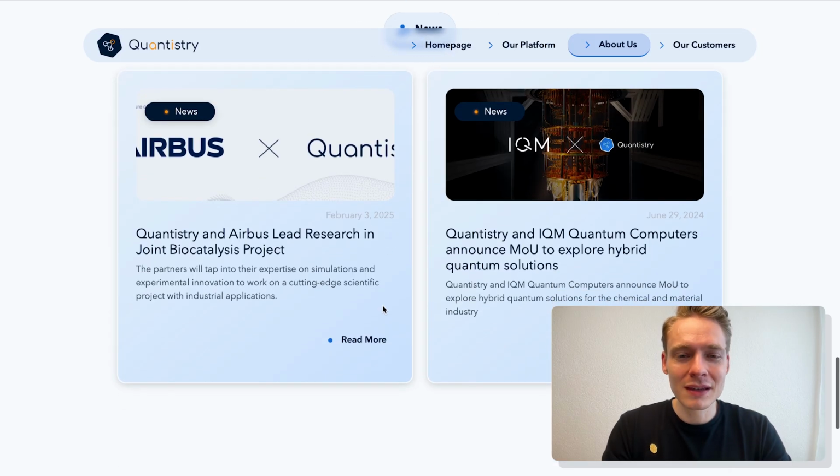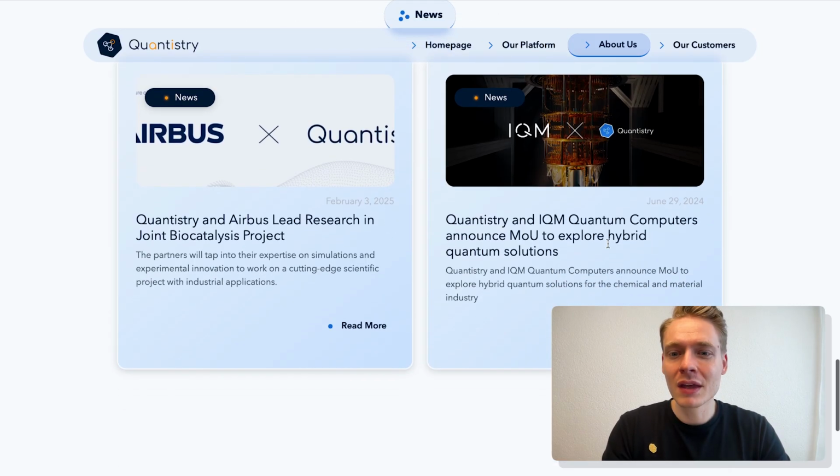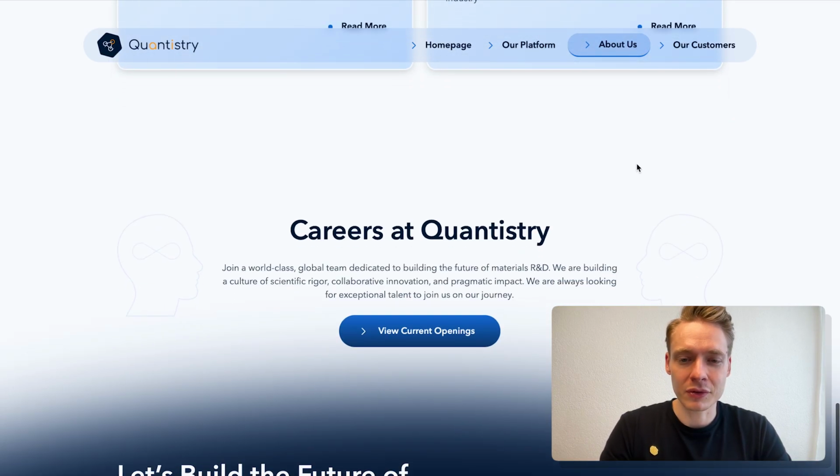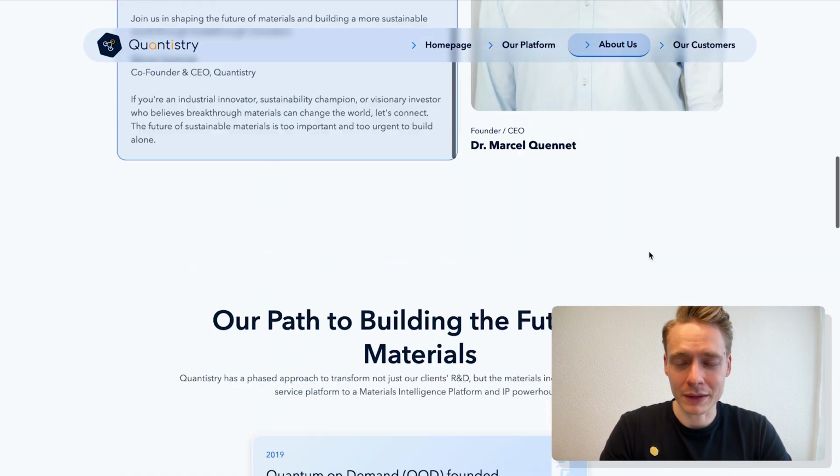And you also see here some collaborations, IQM and Quantistry. Quantistry and IQM quantum computers announce an MOU to explore hybrid quantum solutions for the chemical and material industry. And there's, of course, more information available as well.